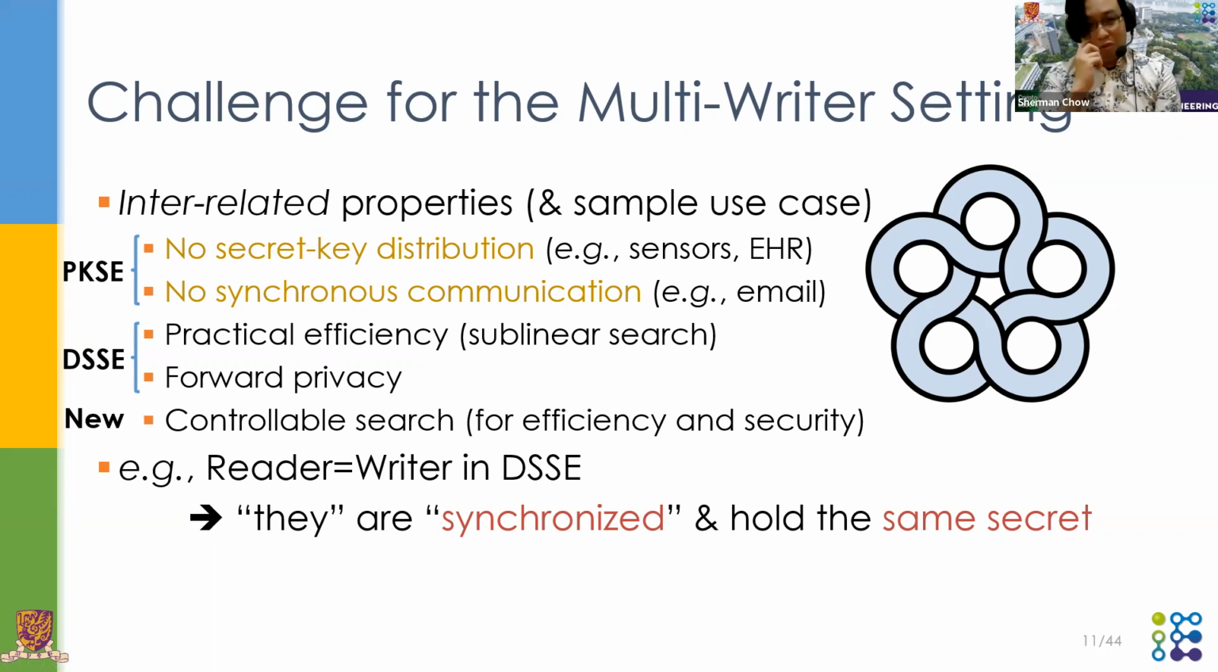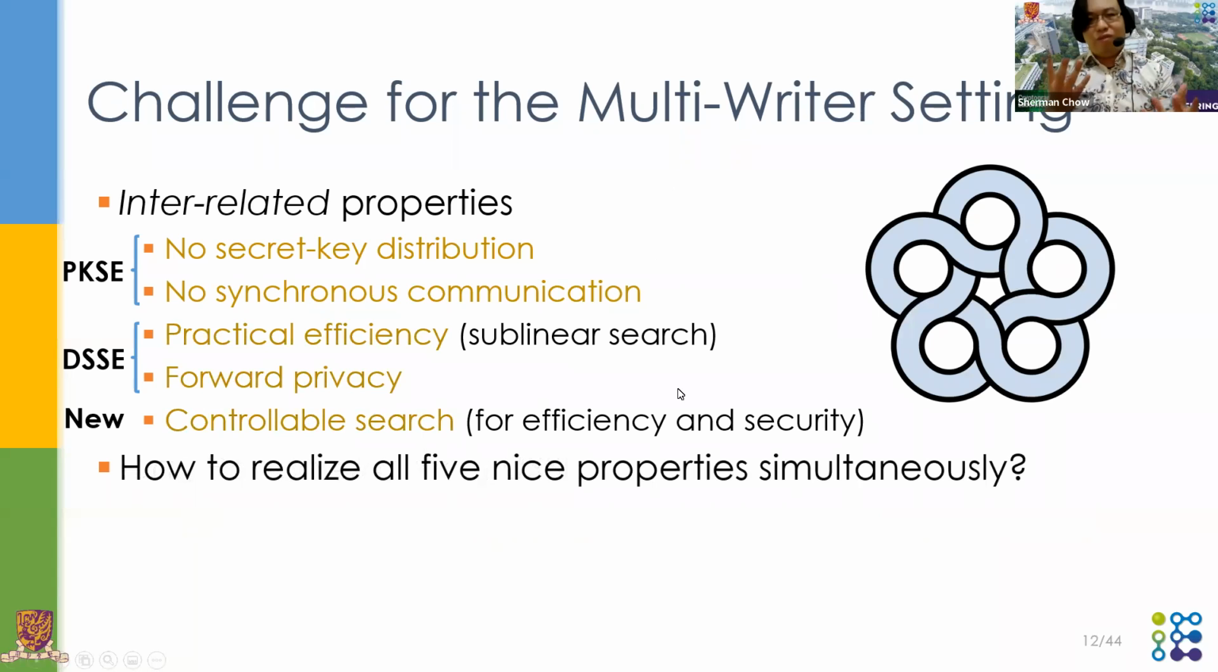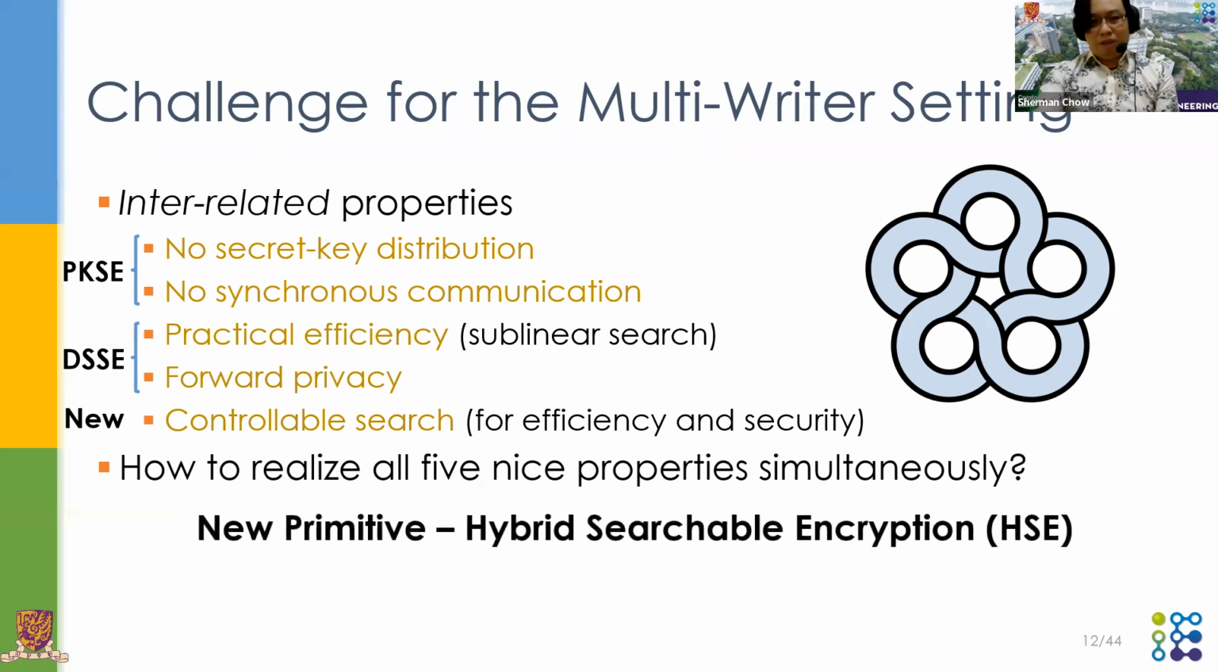And then yes, we still did not talk about the new property of controllable search. And as mentioned, that's good for efficiency and security. So those will be the challenges. That means we want to achieve all these five nice properties simultaneously. And then our answer would be the primitive we are going to formulate, which we call hybrid searchable encryption, or HSE. You will see in a minute why I call it hybrid searchable encryption. But yes, that is the introduction part at this moment.